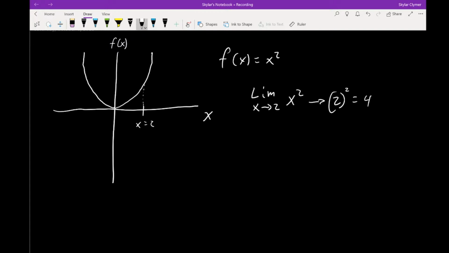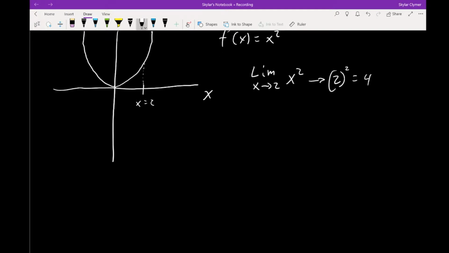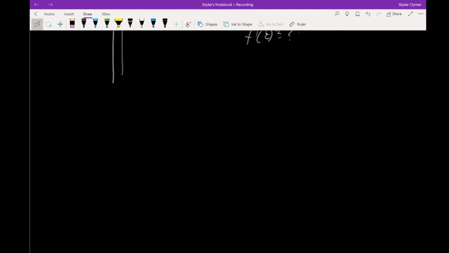Now, you're probably thinking to yourself, well, why would we write it like this? Why wouldn't we just say, what is our function evaluated at 2? Like, isn't that the same thing? In this case, yes. In this case, it is the same exact thing, but there's a lot of times where you'll run into issues. So let me show you another example.